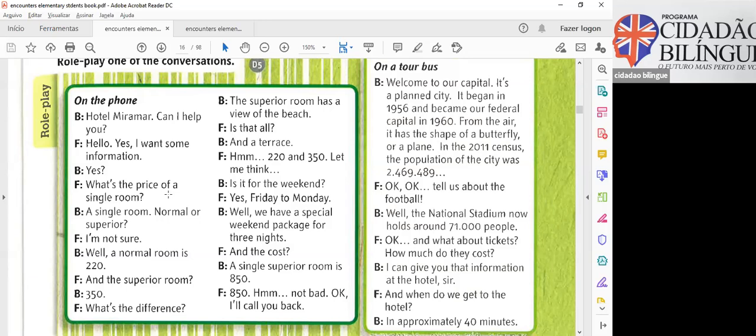2. Welcome to our capital. It's a planned city. It began in 1956 and became our federal capital in 1960. From the air, it has the shape of a butterfly or a plane. In the 2011 census, the population of the city was 2,469,489.